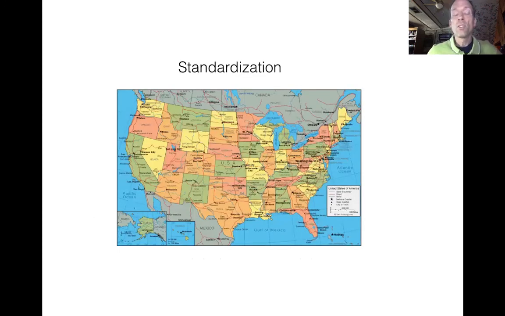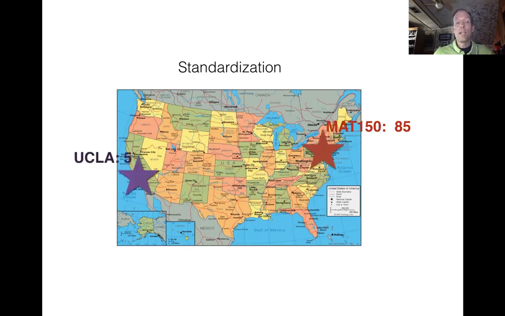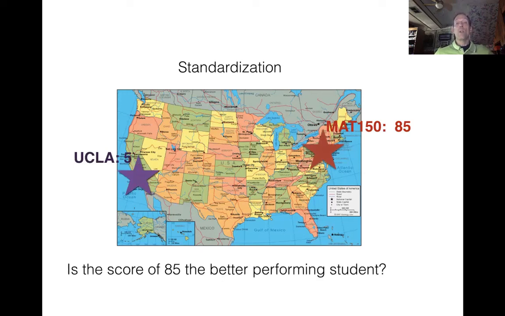Now, the next topic that we're going to talk about has to do with standardization. And standardization is very related to the concept of z-scores that we looked at before. So to get an opening example for standardization, say we have a student taking a test, our exam right here in statistics, in MAT150, and they score an 85. Now, 3,000 miles away at UCLA, somebody else takes a test and they score a 5. And we want to know, did the person from Bergen Community College score higher than the person from UCLA?